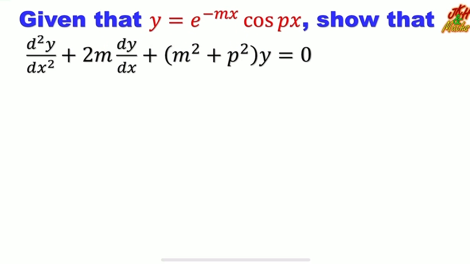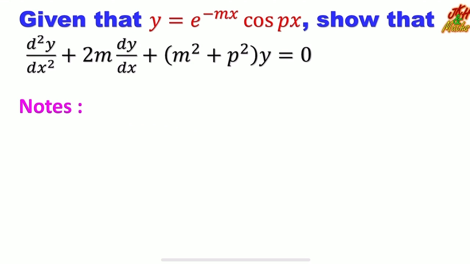So let me take a look at this question, where it is given that y equals e raised to the power of negative mx multiplied with cosine px. Show that the second derivative of y with respect to x, plus 2m multiplied with dy/dx, plus in the bracket m squared plus p squared, multiplied with y, equals 0. Before we solve this, let us recall a few rules in differentiation involving exponential and trigonometry.